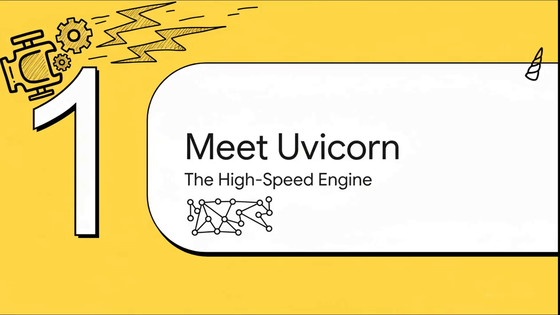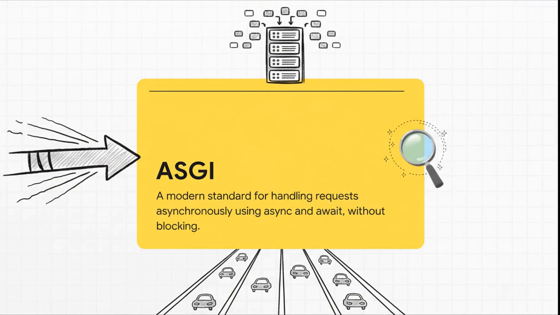So, we need a chef. Let's meet the first candidate for the job. And this one's a specialist. Think of it as a super fast, high-performance engine built specifically to run your FastAPI code. Let's talk about Uvicorn. So what makes Uvicorn so fast?